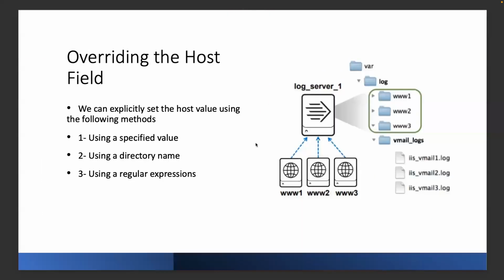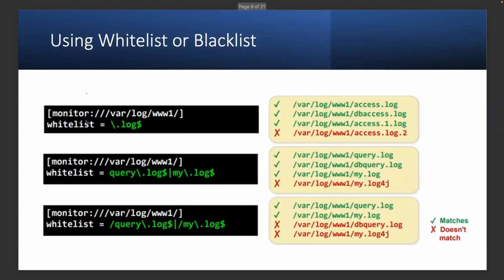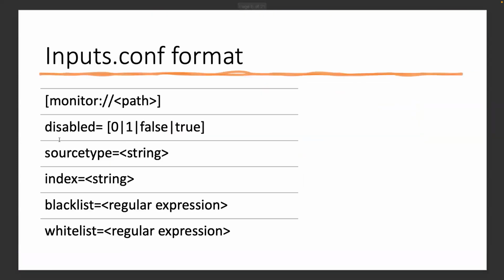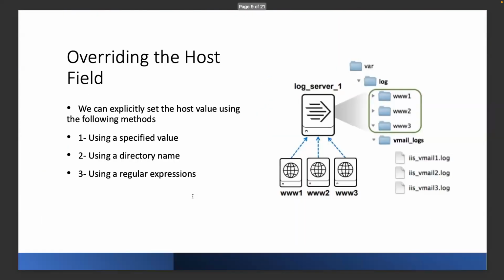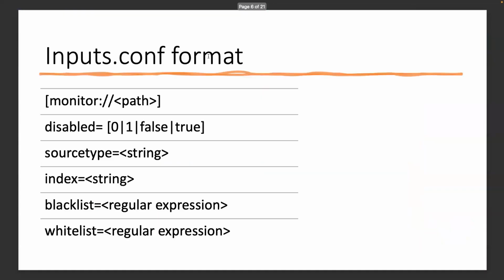Okay. So we now know how to define our monitor stanza and how we can add whitelist. We know the metadata fields that we have to establish so that Splunk knows exactly what to do. One of the metadata fields is host. So when we are building our inputs.conf monitor, remember one of the commands that we run sets the host name. What is that command? Do we remember?